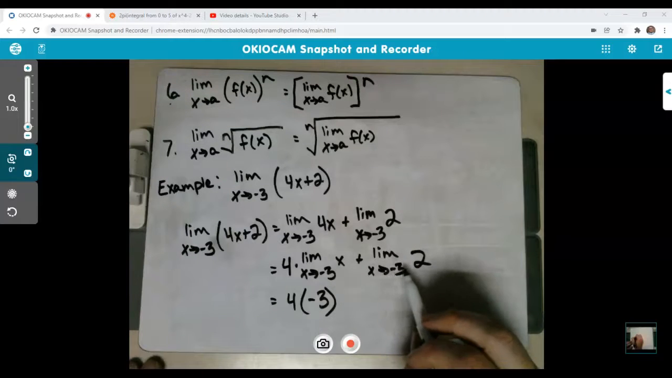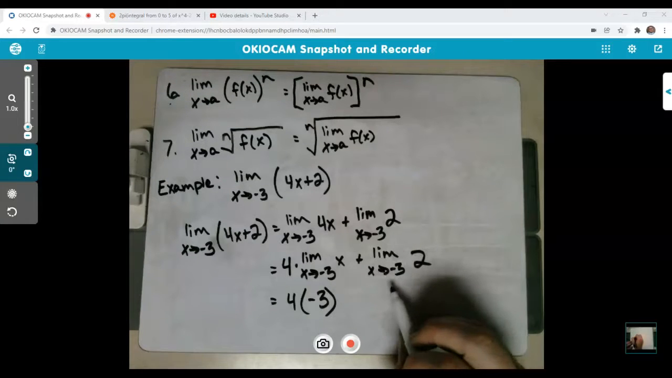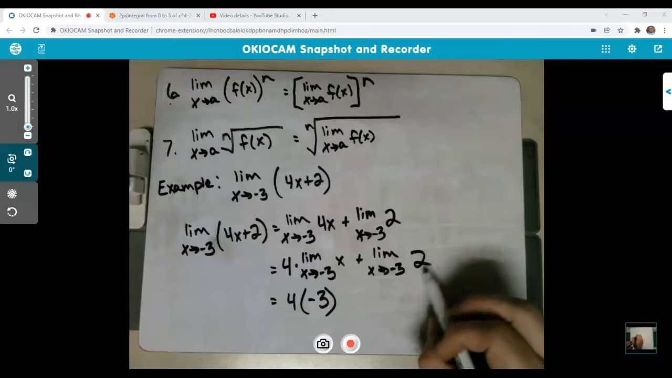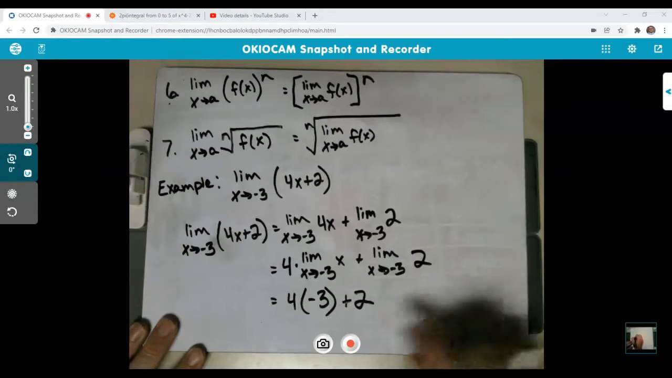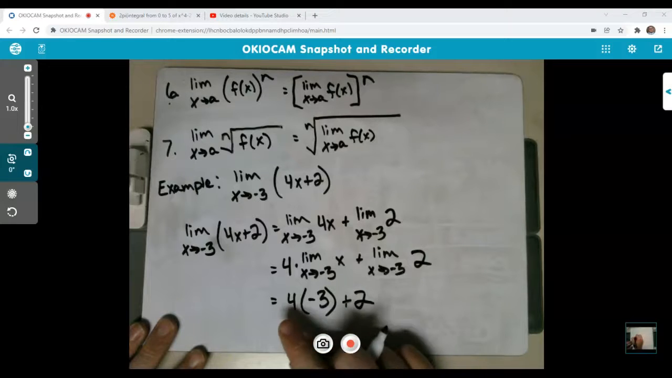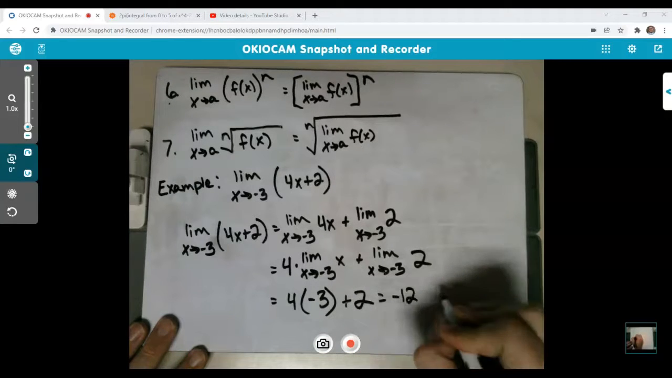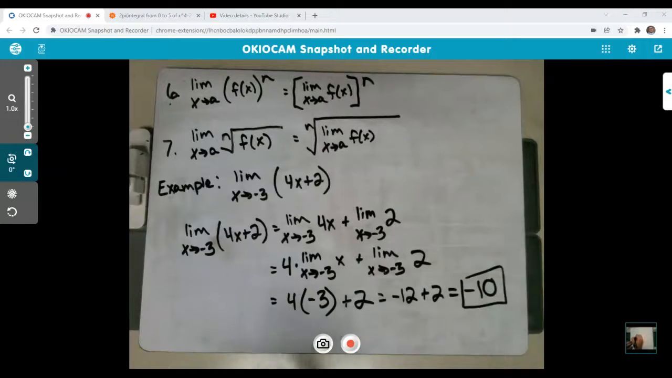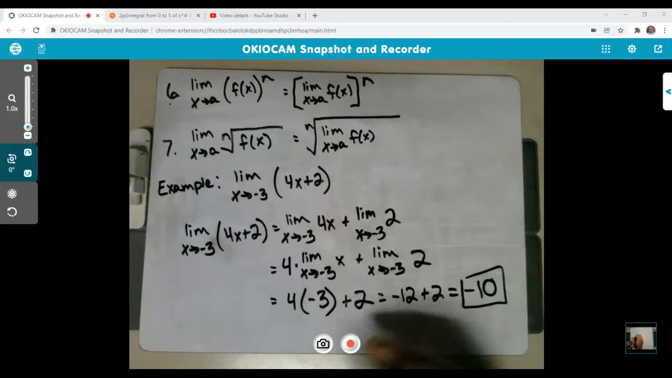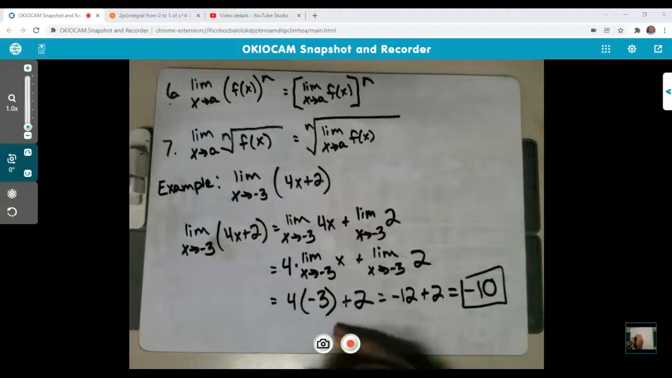We also know how to find this of 2, right? As x gets closer to negative 3 of 2, since that's a constant, it's just 2. So now I can multiply everything out. 4 times negative 3 is negative 12. So I'm doing negative 12 plus 2, which is negative 10. So the answer is negative 10. So what I'm trying to do here is to separate this as much as I can so that I can actually find what they are without having to plot a bunch of points. That's what I want to do.